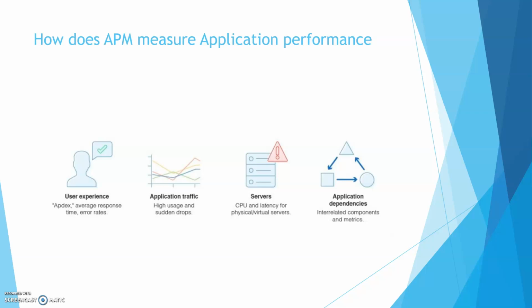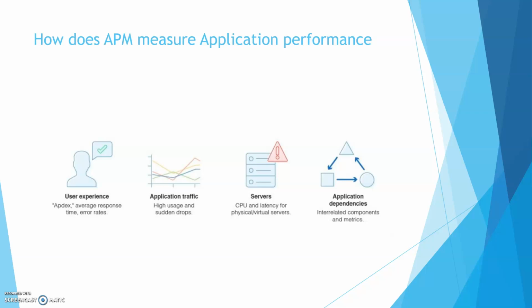The second area of concern is application traffic. It can fluctuate a lot. You cannot control end user activities, especially on public facing interfaces. There can be high usage and sudden drop, but even in that circumstances, application KPI should not deviate from baseline.